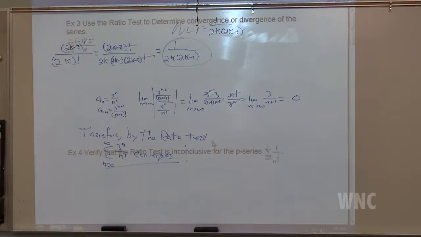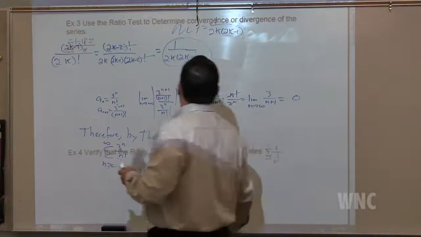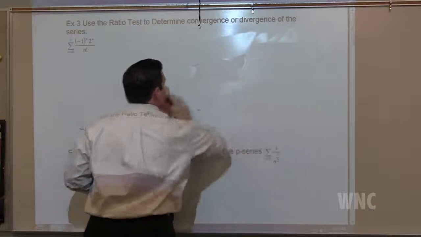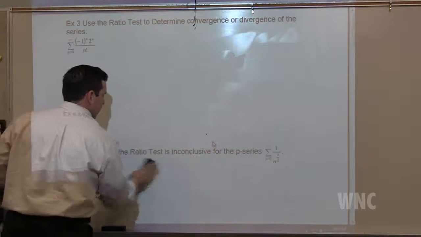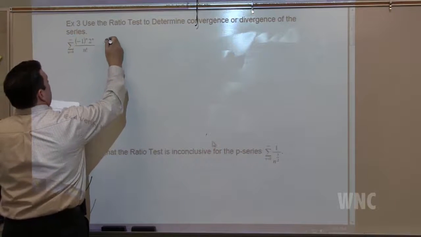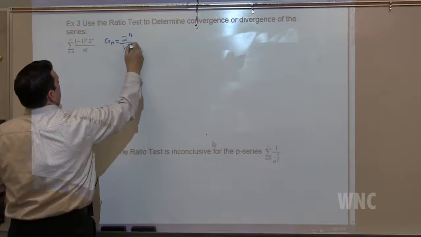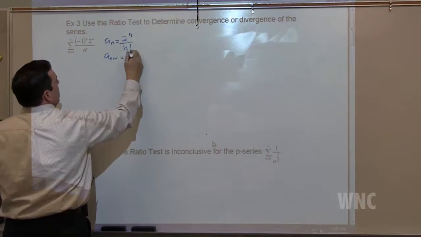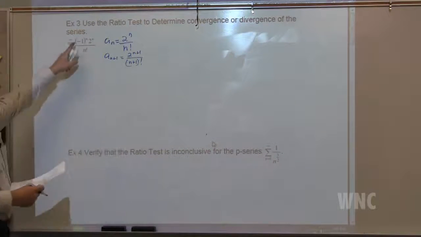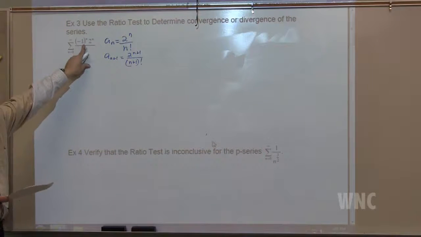Let's go on to example 3. Again, using the ratio test to determine the convergence or divergence of a series. So we have the sum, n goes from 0 to infinity, of negative 1 to the n, 2 to the n, over n factorial. So our a sub n is going to be 2 to the n over n factorial, and our a sub n plus 1 is going to be 2 to the n plus 1 over n plus 1 factorial. And this negative, because of the absolute value, it's just going to go away.